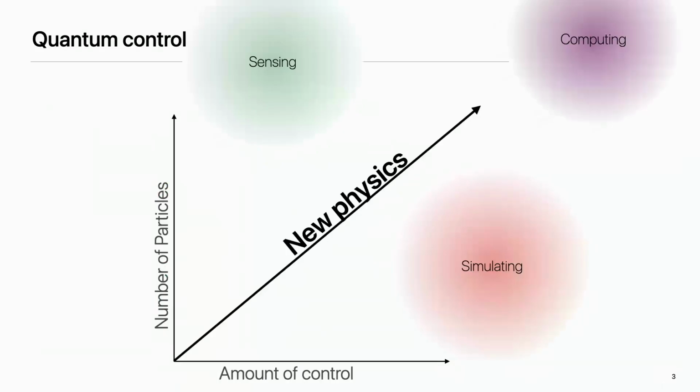So if you want to do high precision measurements, maybe your fundamental limit is actually just statistical noise, and you want to have as many particles as you can under control. Whereas for simulation, maybe you want access to every possible degree of freedom, but you don't need more than 20 particles to reach a regime where you can't classically compute things anymore.